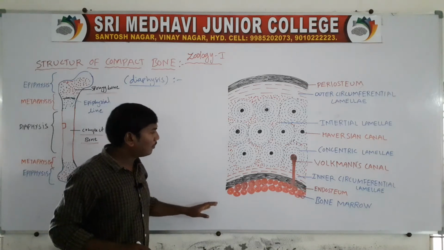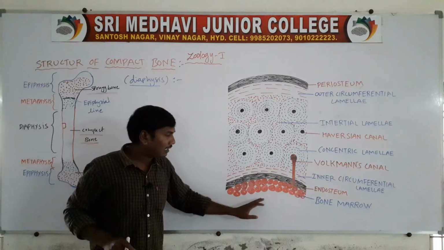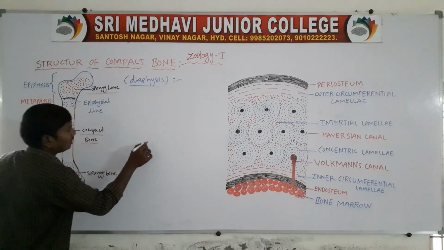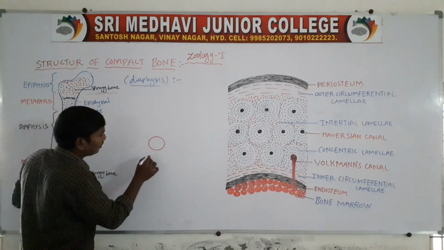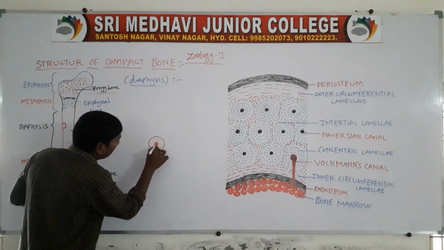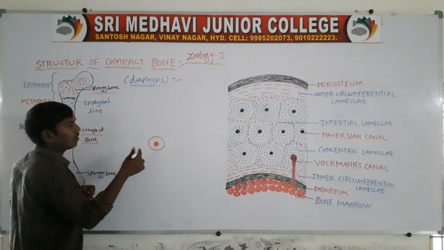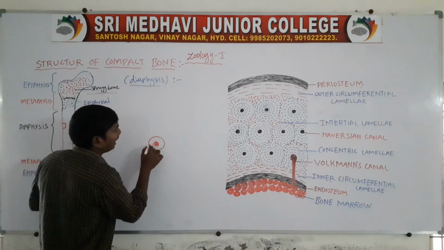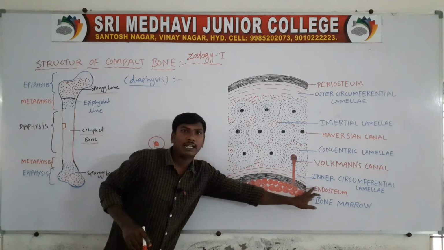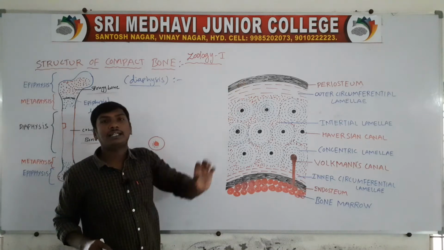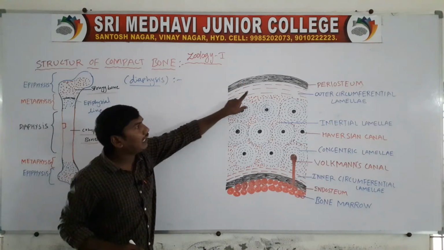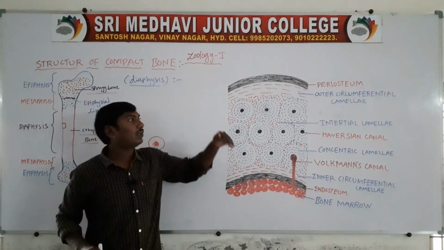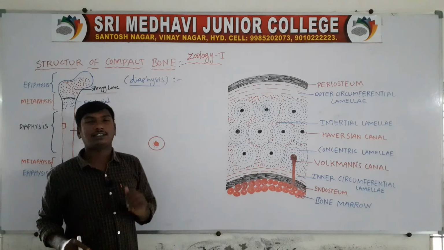Next, the bone marrow. It is inside the bone, in the middle. For example, if a long bone is cut, the middle region represents the bone marrow. Surrounding the bone marrow, the inner side is covered by the endosteum, and the outer side of the bone is covered by the periosteum. Outer periosteum, inner endosteum.